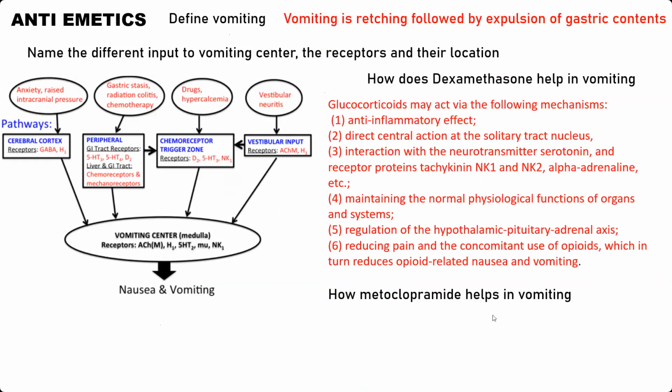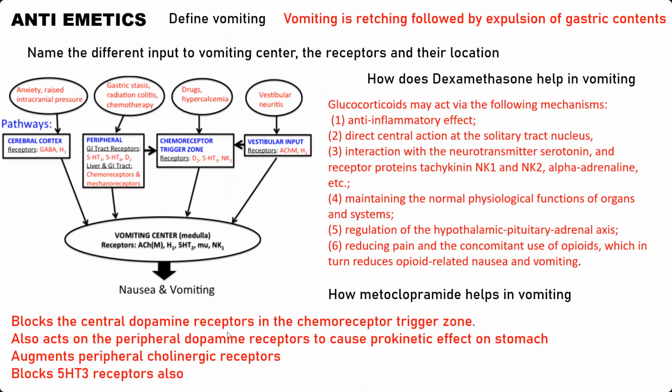How does metoclopramide help in vomiting? Dopamine receptors. It blocks the central dopamine receptors in the chemoreceptor trigger zone. It also acts on the peripheral dopamine receptors to cause a prokinetic effect on the stomach. It augments peripheral cholinergic receptors and blocks 5-hydroxytryptamine receptors also. So four mechanisms are there for the action of metoclopramide.